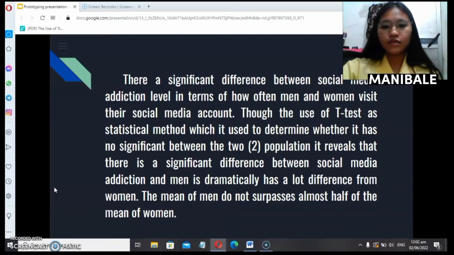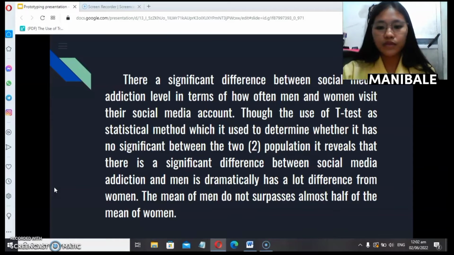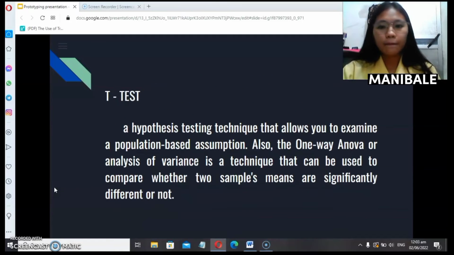The researchers used the data through the t-test as an inferential statistic to see if there is a significant difference in the means of two groups that are connected in certain ways. It is typically employed when dealing with large data sets. The t-test is a hypothesis testing technique that allows you to examine a population-based assumption. Also, the one-way ANOVA, or analysis of variance, is a technique that can be used to compare whether two samples' means are significantly different or not.